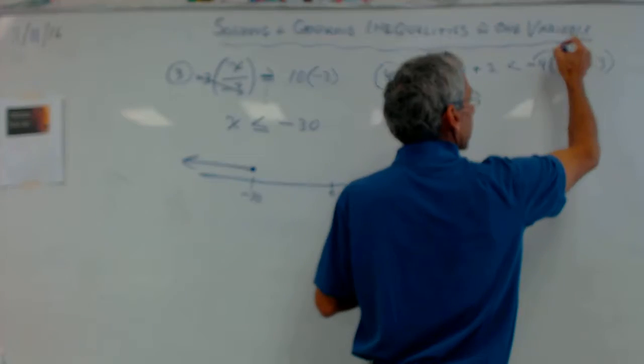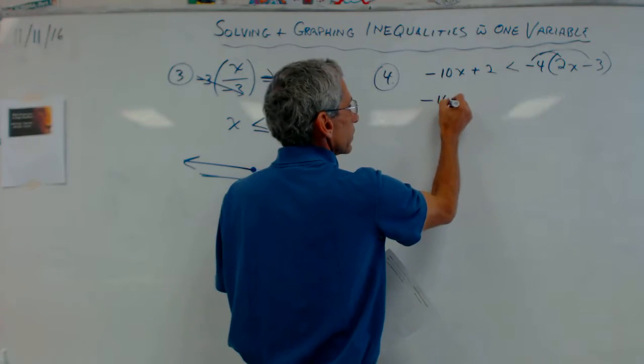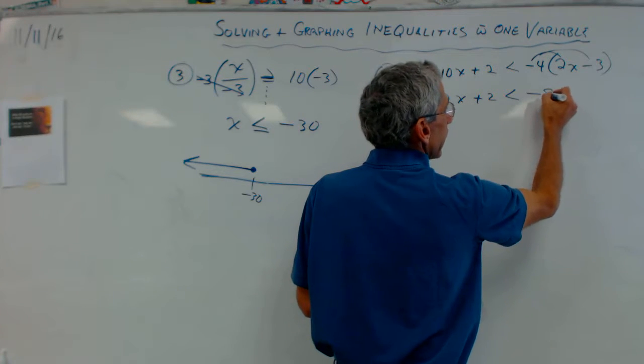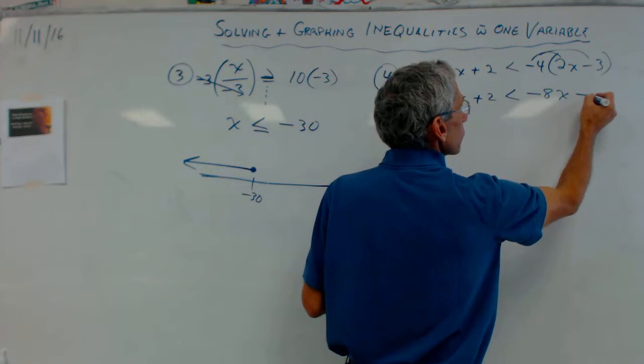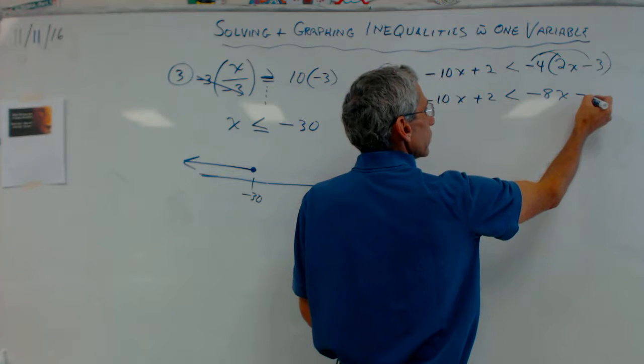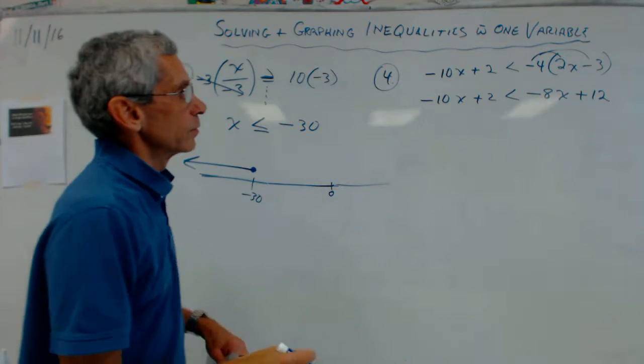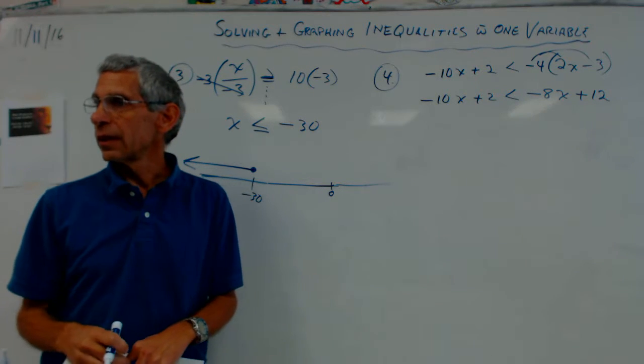distributive property, right? I gotta do that. So we've got negative 10x plus 2 is less than negative 8x. What is it? Plus or minus 12? Plus 12, good. Awesome. So what would I do? What's the first thing you guys would do?